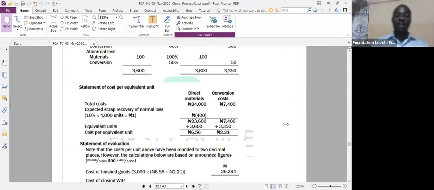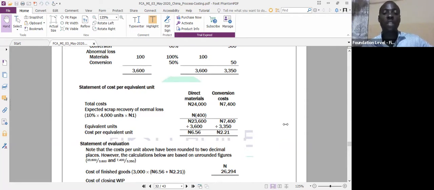Then we'll prepare our statement of equivalent units, cost per equivalent unit. So we have our total cost of 24,000. Look at the scrap value which we expect to have in the normal loss, 4,400 naira for direct material, conversion cost nothing. Then equivalent units, the cost per equivalent unit.